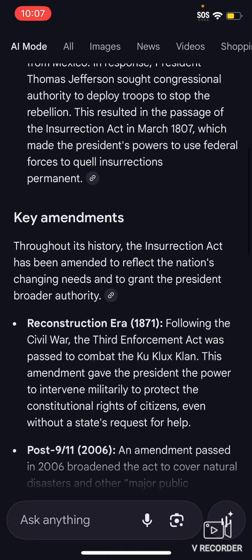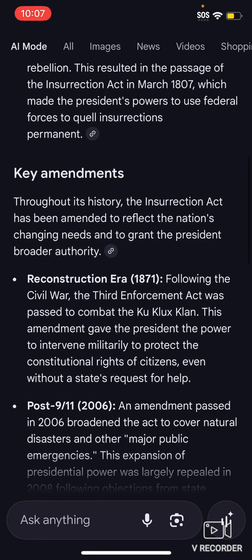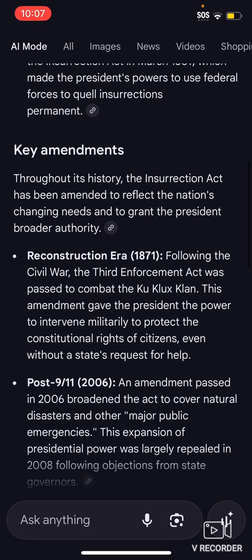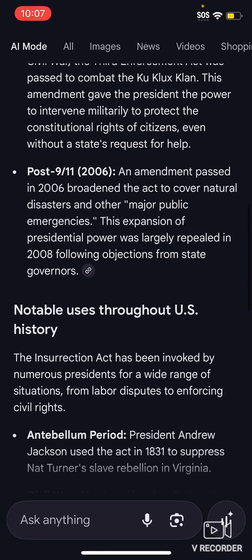All right, key amendments. It says throughout its history, the Insurrection Act has been amended to reflect the nation's changing needs and to grant the president broader authority. Reconstruction era. It says 1871, following the Civil War, the Third Enforcement Act was passed to combat the Ku Klux Klan. This amendment gave the president the power to deploy military to protect the constitutional rights of citizens, even without a state's request for help. I'm just reading this off verbatim, right?